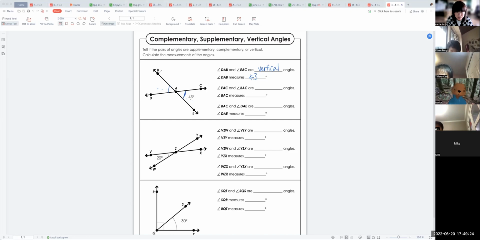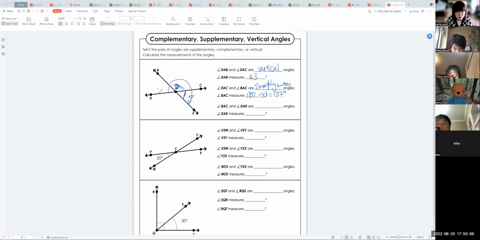So EAC and BAC. EAC is here and BAC is here. These two angles are what? Supplementary or complementary? Supplementary. When two angles plus together equal 180, they are supplementary. And BAC measures what? 180 minus 43 equals 137 degrees. Get it? Nice.